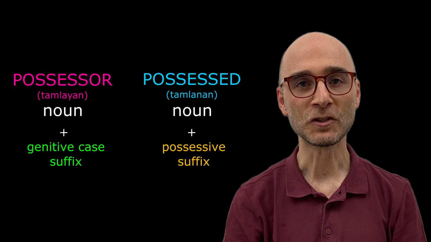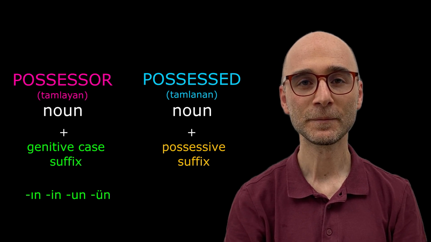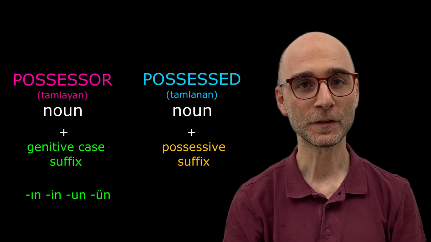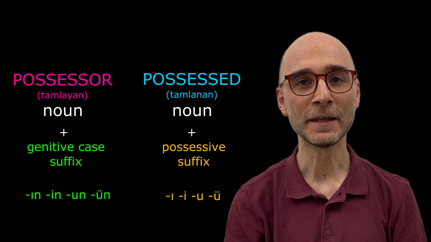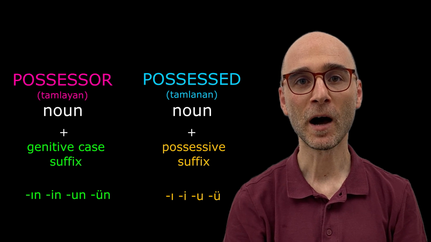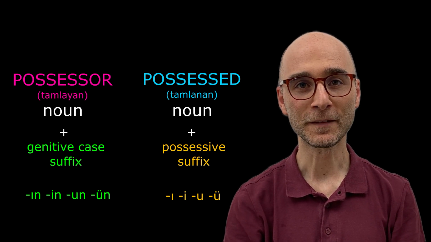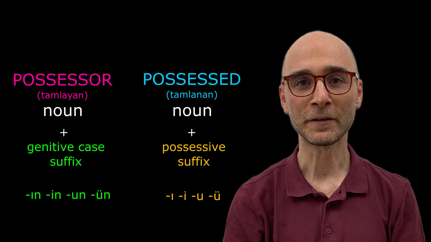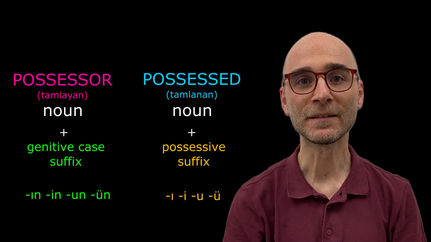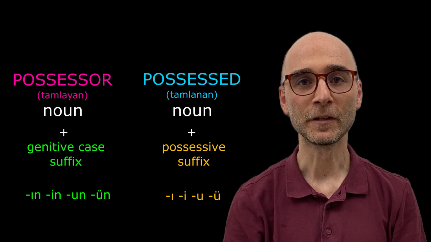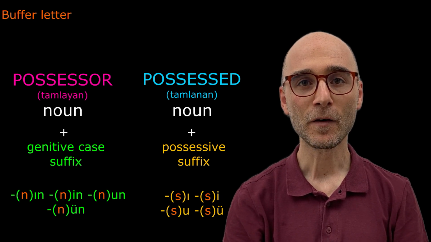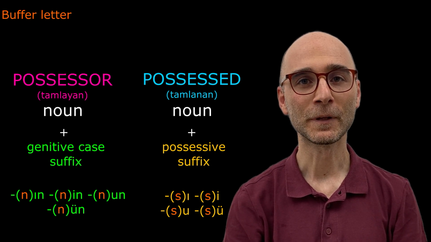Let's quickly review the genitive case suffixes: ın, in, un, ün, and the possessive suffixes ı, i, u, ü. The suffix we use depends on the vowel harmony. Since these suffixes begin with a vowel, a buffer letter will be necessary when the word to which these suffixes are attached ends in a vowel. This buffer letter will be n for the genitive case suffix and it will be s for the possessive suffix. Here's an example to make it clear.